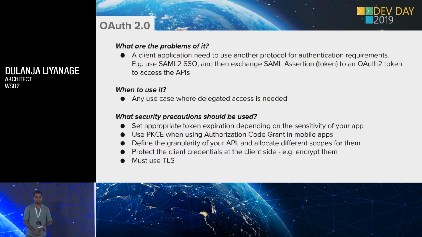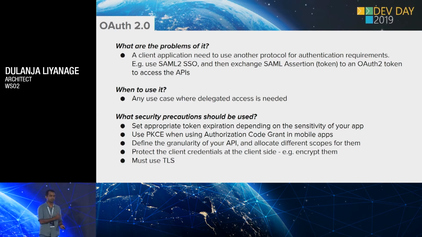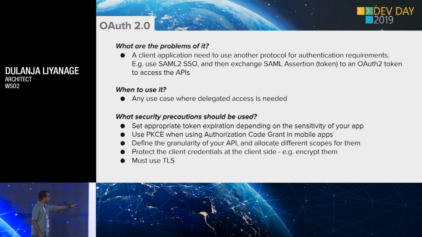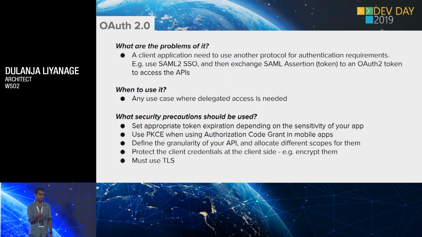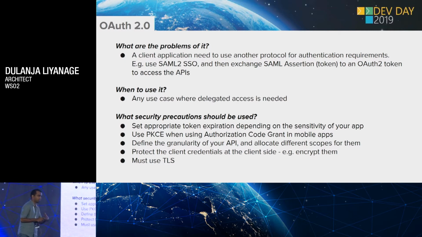So when to use it? If you need delegated access like we discussed, use OAuth 2.0. Are there security precautions to be taken? Yeah, you have to make sure you set the correct token expiry according to your app, right? API security always depends on the audience and the device, right?